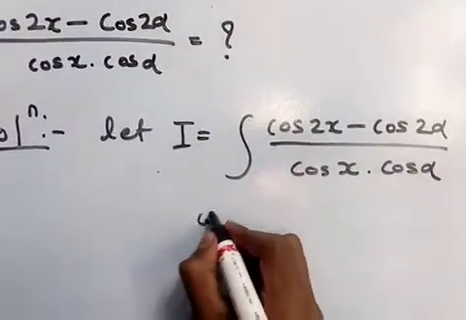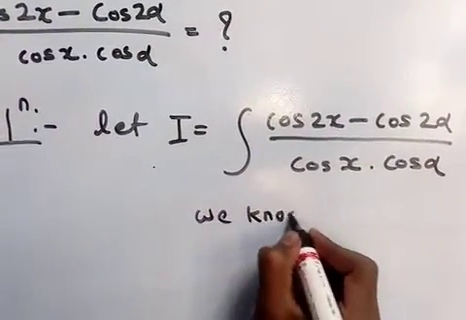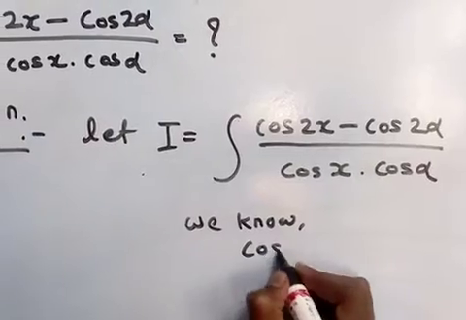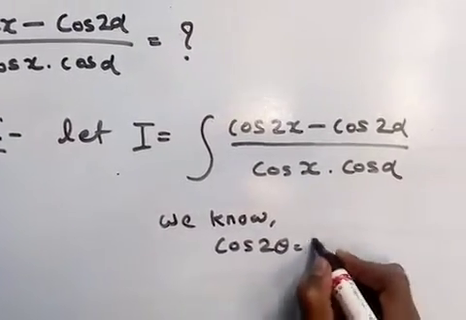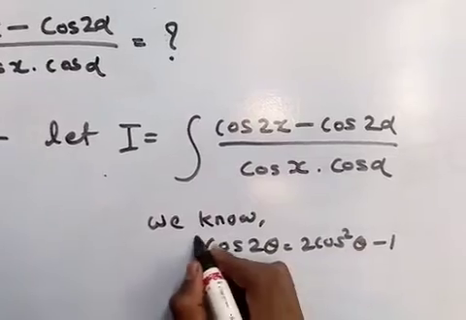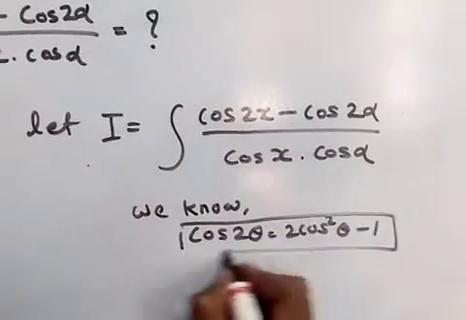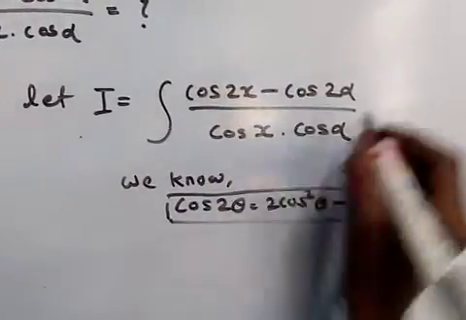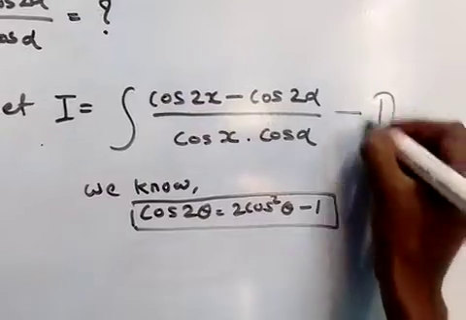We know cos 2 theta is equal to 2 cos square theta minus 1. By using this formula we have to solve this. This is equation number 1.